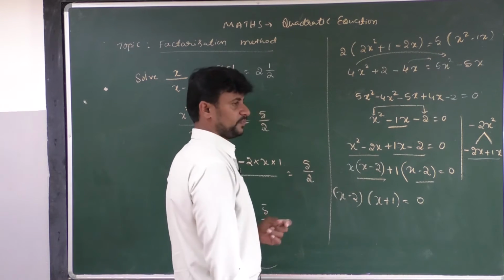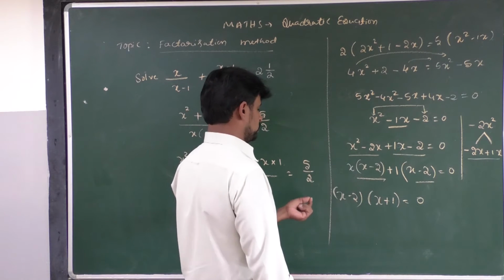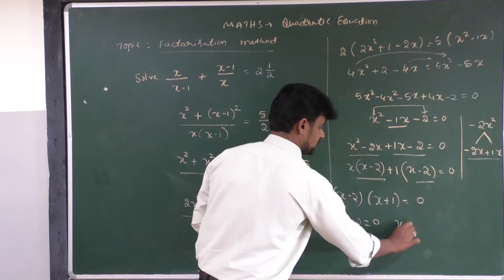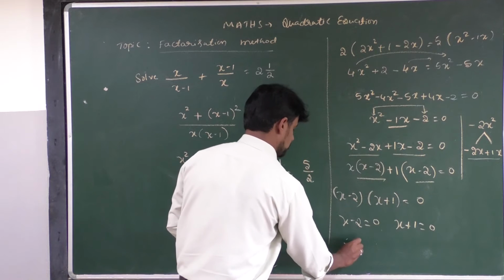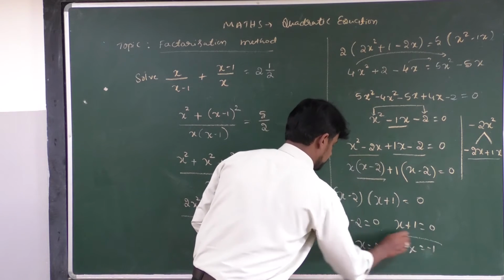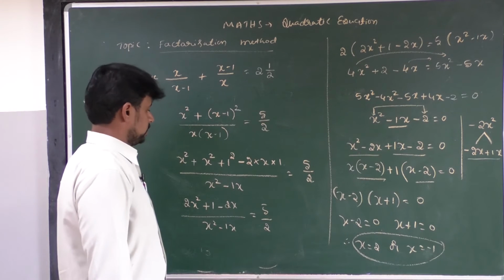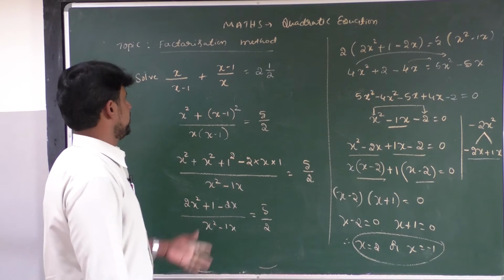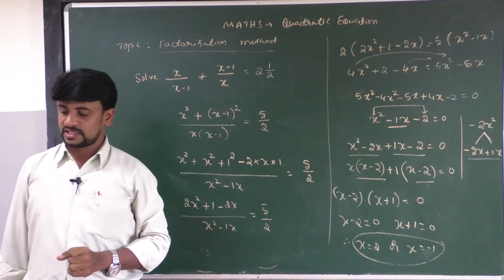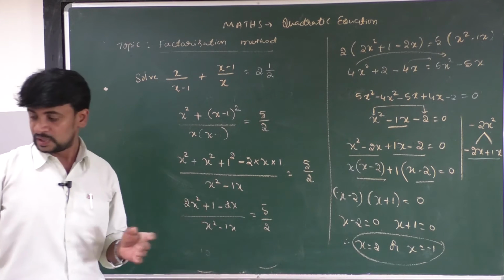Then the last step is to put each factor equal to 0: x minus 2 is equal to 0 as well as x plus 1 equal to 0. Therefore, the value of x is equal to 2 or the value of x is equal to minus 1. Okay, in this way we can find the x values by using the factorization method. This is known as the factorization method. Any doubts? Okay, let us take another example now.